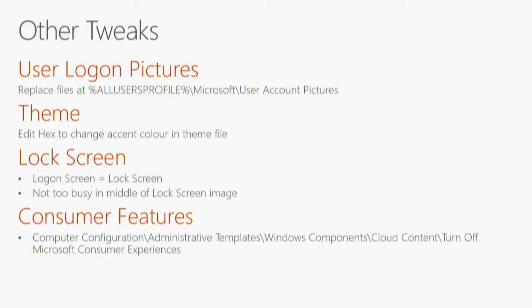Some other tweaks: there's a folder where you can replace user logon files. If you want to change the theme color to a different accent, you have to use a hex editor or change the hex of the theme. Lock screen, log on screen: the lock screen is the one that's usually there when you walk up to your machine. Then you swipe it up or click a button, and then you get the log on screen. Now they're actually one, so you don't have to worry about putting up your lock screen and then having the Windows screen behind, or maybe just a plain color.